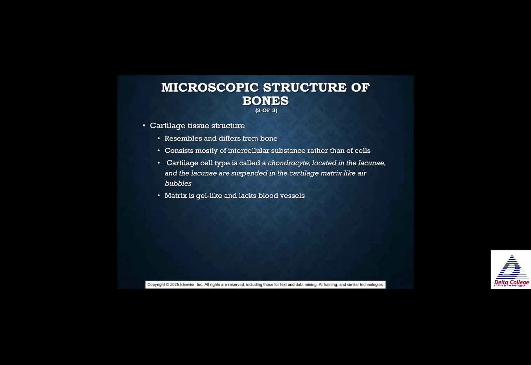Now let's talk about cartilage. Cartilage tissue structure. This resembles and differs from bone a little bit. It consists mostly of an intercellular substance rather than actual cells. Cartilage cell type is called a chondrocyte. So cartilage chondrocyte. It is located in the lacunae, and the lacunae are suspended in the cartilage matrix like air bubbles. Matrix is kind of this gel-like substance, and it lacks blood vessels. So cartilage does not actually have blood vessels.